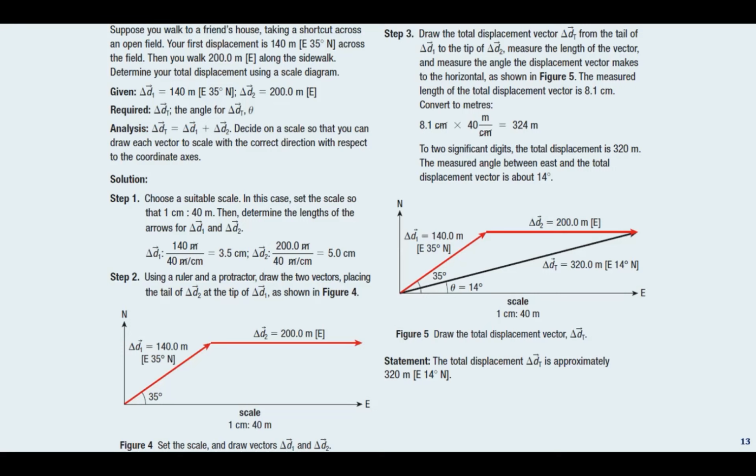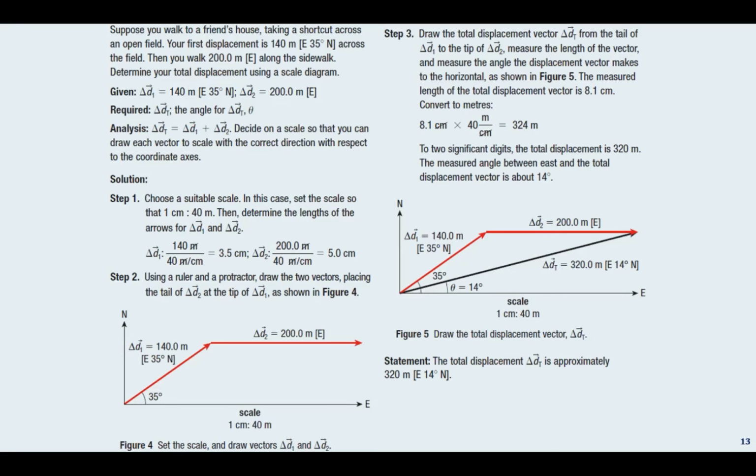here in figure 5. The measured length of the total displacement vector is around 8.1 centimeters. So we can convert to meters, which is 324 meters. To two significant digits, the total displacement is then 320 meters. The measured angle between east and the total displacement vector is about 14 degrees.